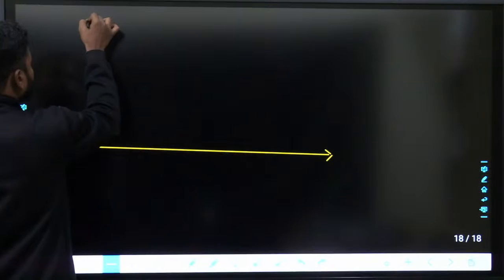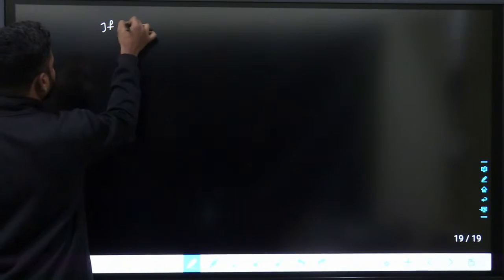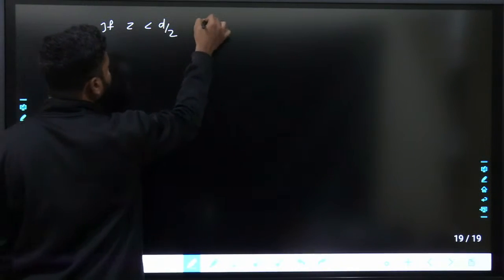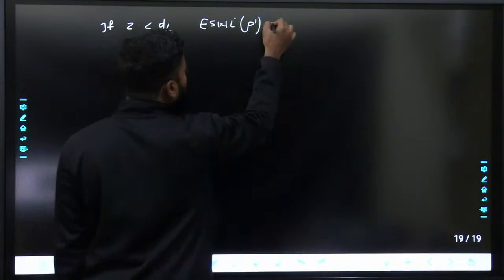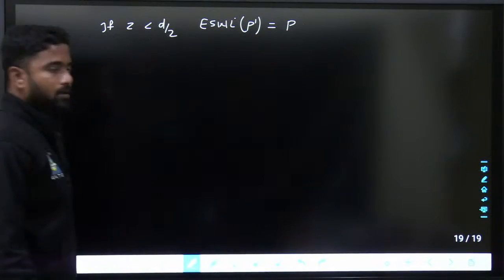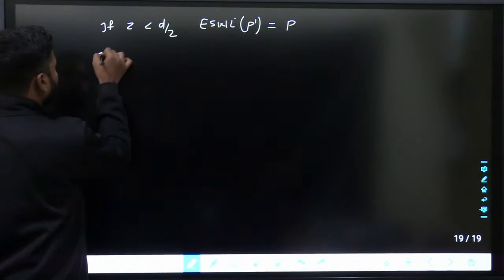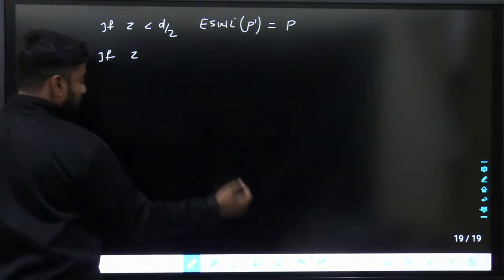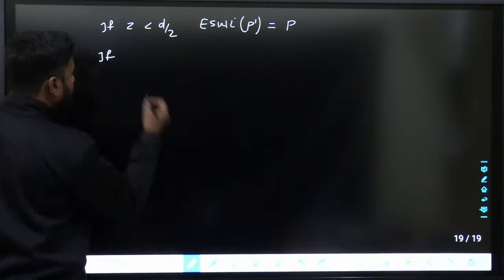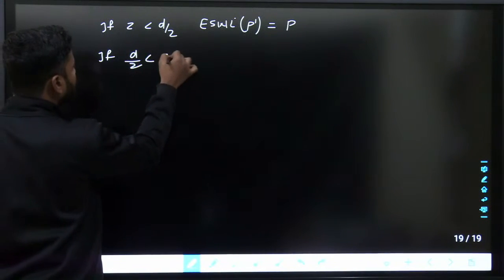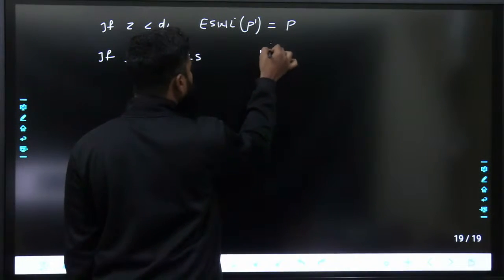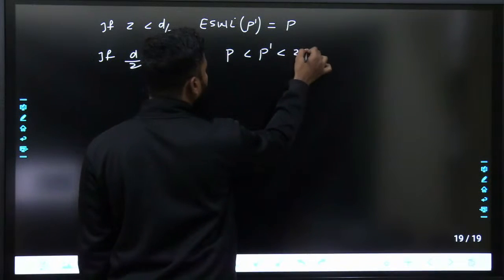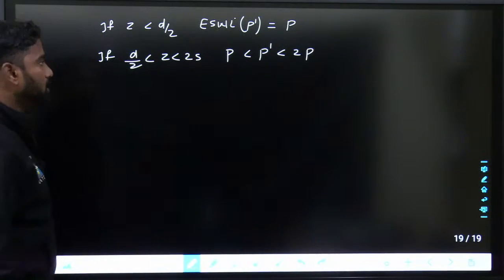It would be logarithmic variation. If Z is less than D by 2, then ESWL, that is P dash, equals P. If Z is in the range of D by 2 to 2S, then P dash will be in the range of P to 2P.